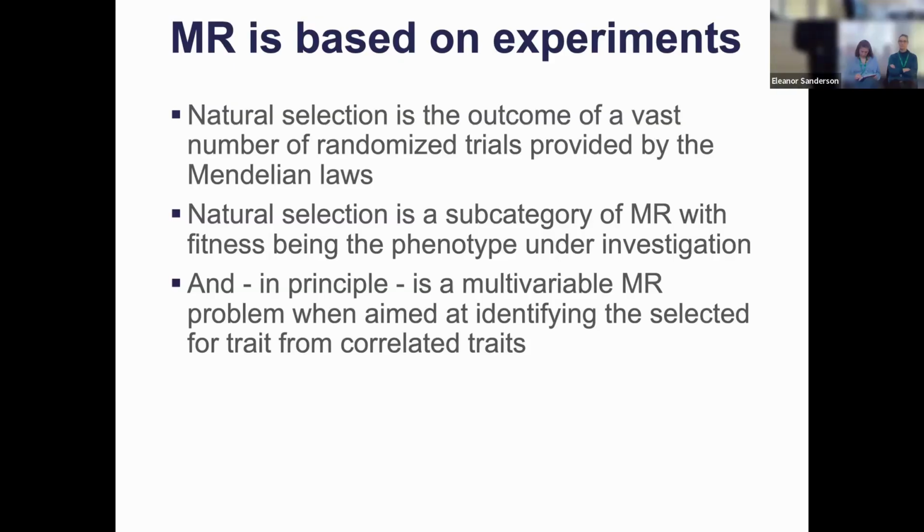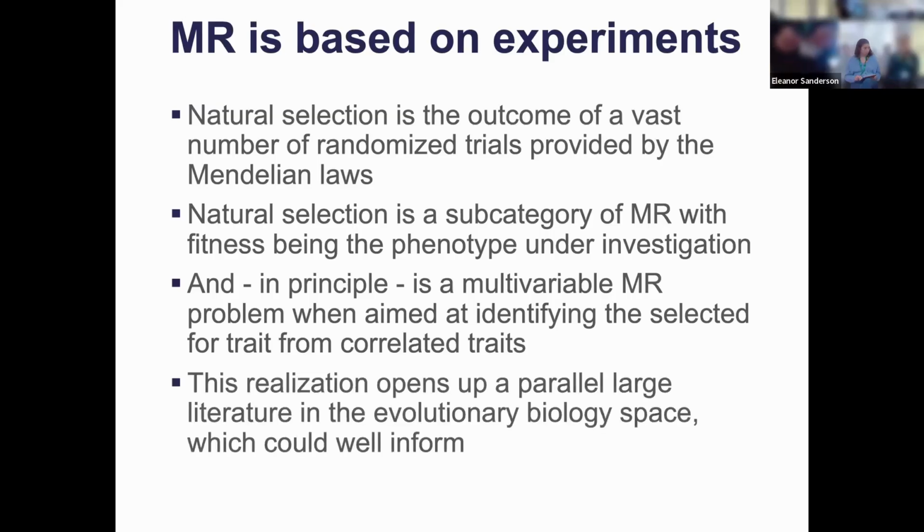When you aim to identify a selected trait and correlated traits, because one of the issues in looking at natural selection is to actually work out exactly what is the trait which is being selected for. And that realization opens up a parallel large literature in the evolutionary biology space, which could well inform something.